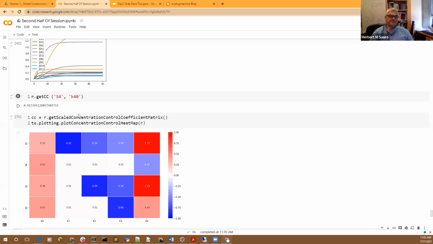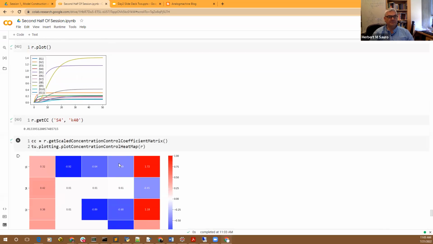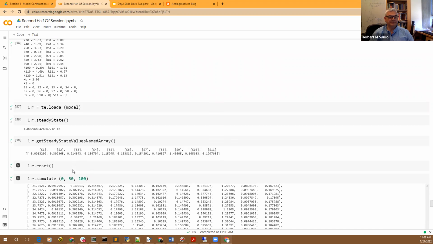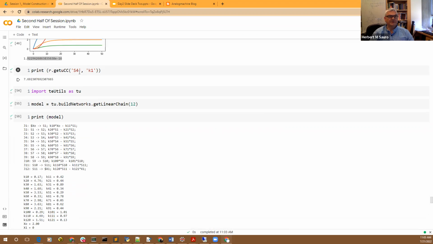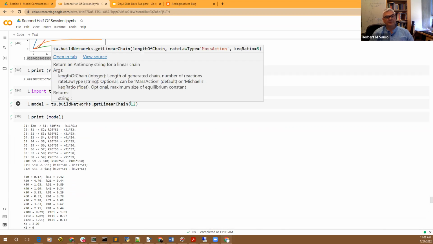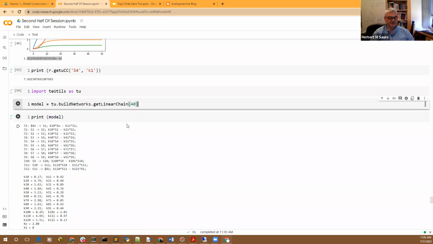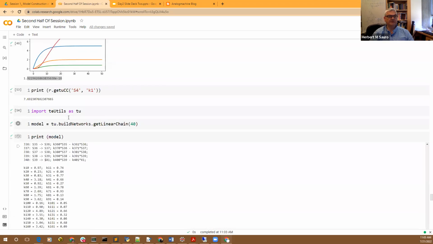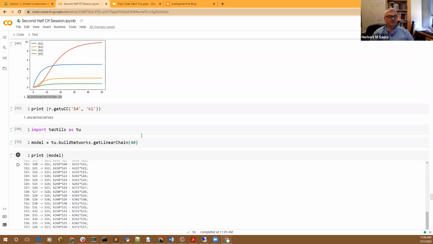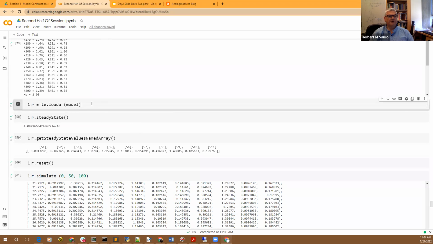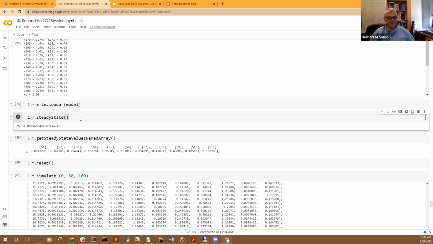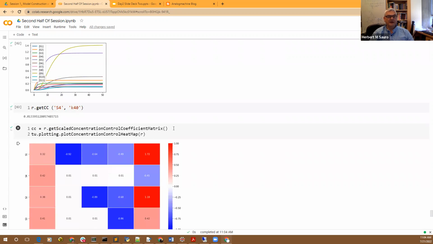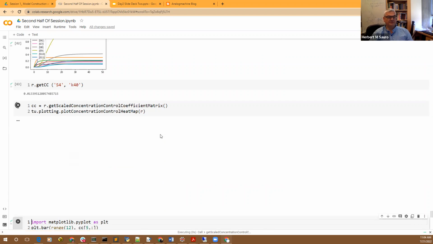There aren't many steps in this pathway. Let's generate 40 steps. Okay, so it's 40 steps now, a much bigger model. And we load it up. Just compute the steady state to make sure we can get the steady state. Yeah, we can. Then I'll go back down to here and ask it to plot the heat map for that.